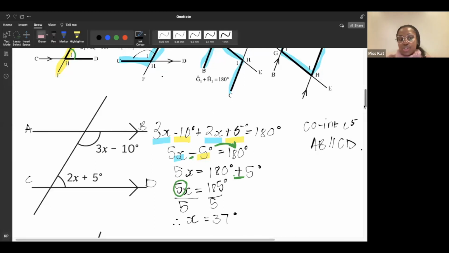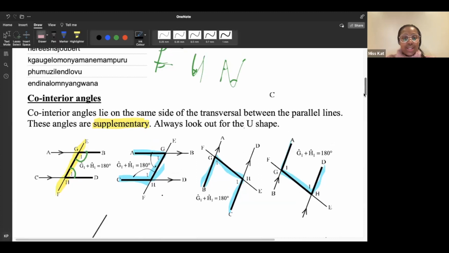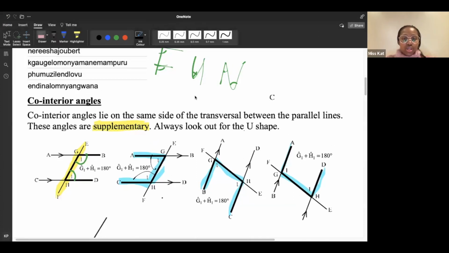Fatima wants to take a screenshot of a definition. Let me do this quickly. Any other questions, guys?